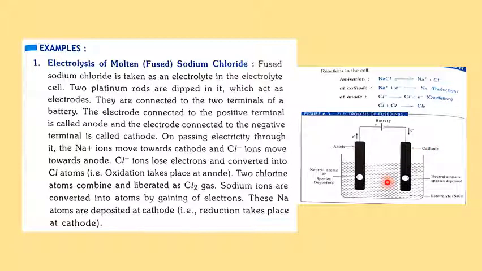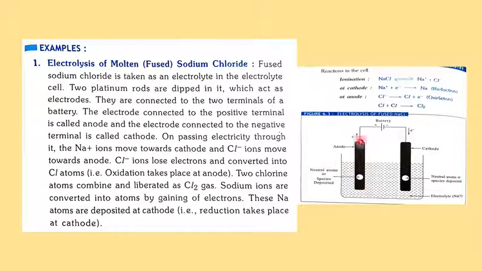Next, these Na plus ions gain electrons from the cathode and form Na. Gaining of electrons is called reduction. So, reduction takes place at the cathode. Similarly, Cl minus ions move towards the oppositely charged anode that has positive charge. At the anode, Cl minus ions lose their electrons and form Cl2 that is liberated from the anode side. So loss of electrons is called oxidation. So oxidation takes place at the anode. This is about the electrolysis of molten or fused NaCl.